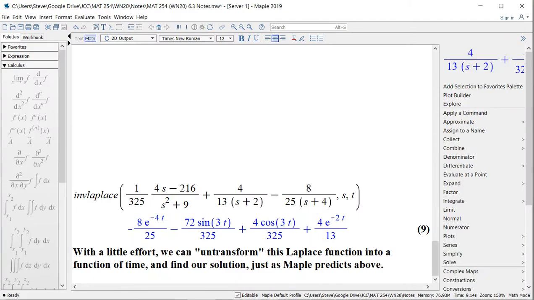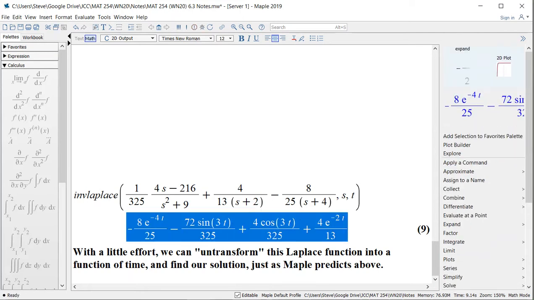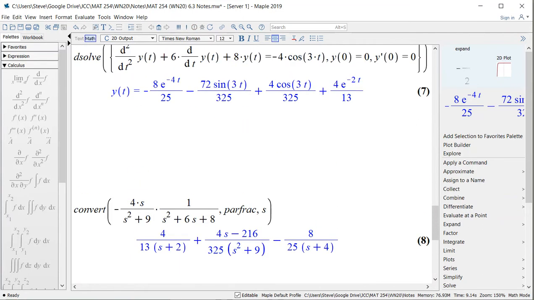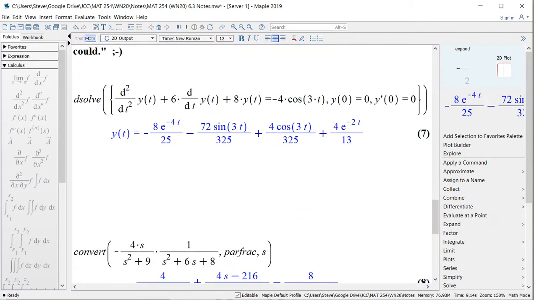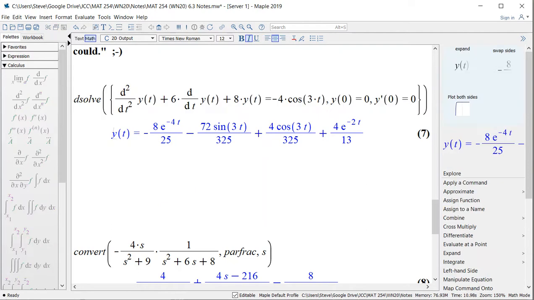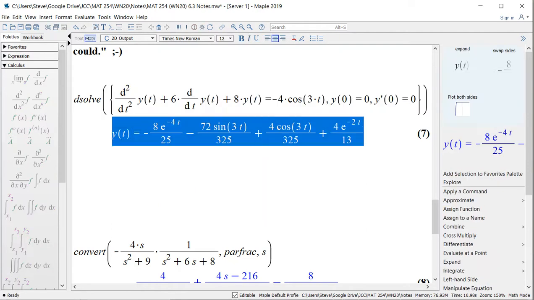So in Maple, I went ahead and did the inverse Laplace of all that junk, and I came up with the solution that we had from the start. And I think up here I had also, did I solve it? Yeah, I solved it using just a dsolve. And you'll notice that the dsolve for my forced harmonic oscillator with damping, with initial conditions, gives me exactly the same solution. So we can solve this particular problem 3 different ways.